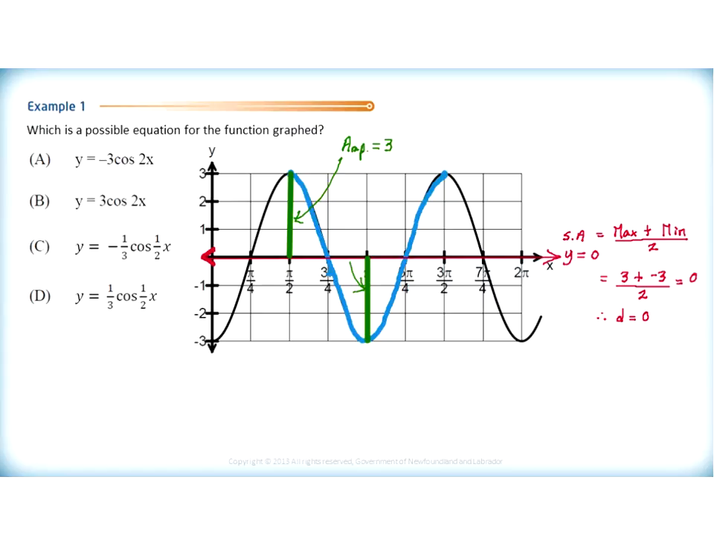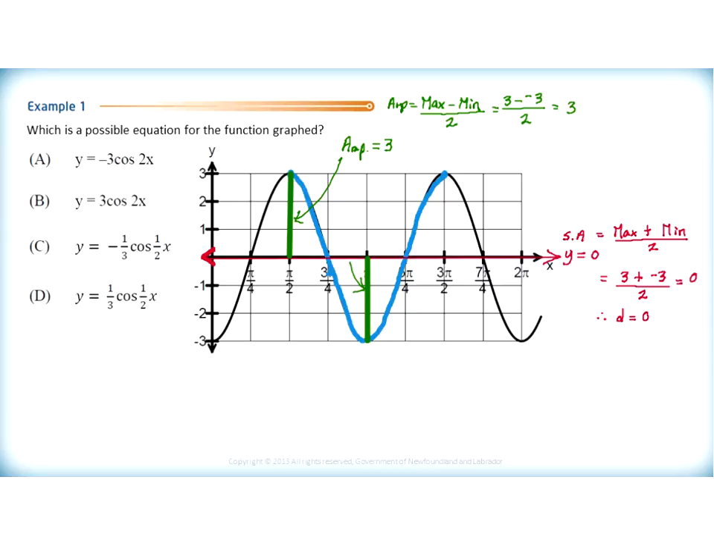You can also use your formula to calculate the amplitude, where the amplitude is equal to the maximum value of your function minus the minimum value of the function divided by 2. So in this case, the maximum value is 3 minus a negative 3, all divided by 2, gives us 6 over 2, which is equal to 3. So that gives us the amplitude.